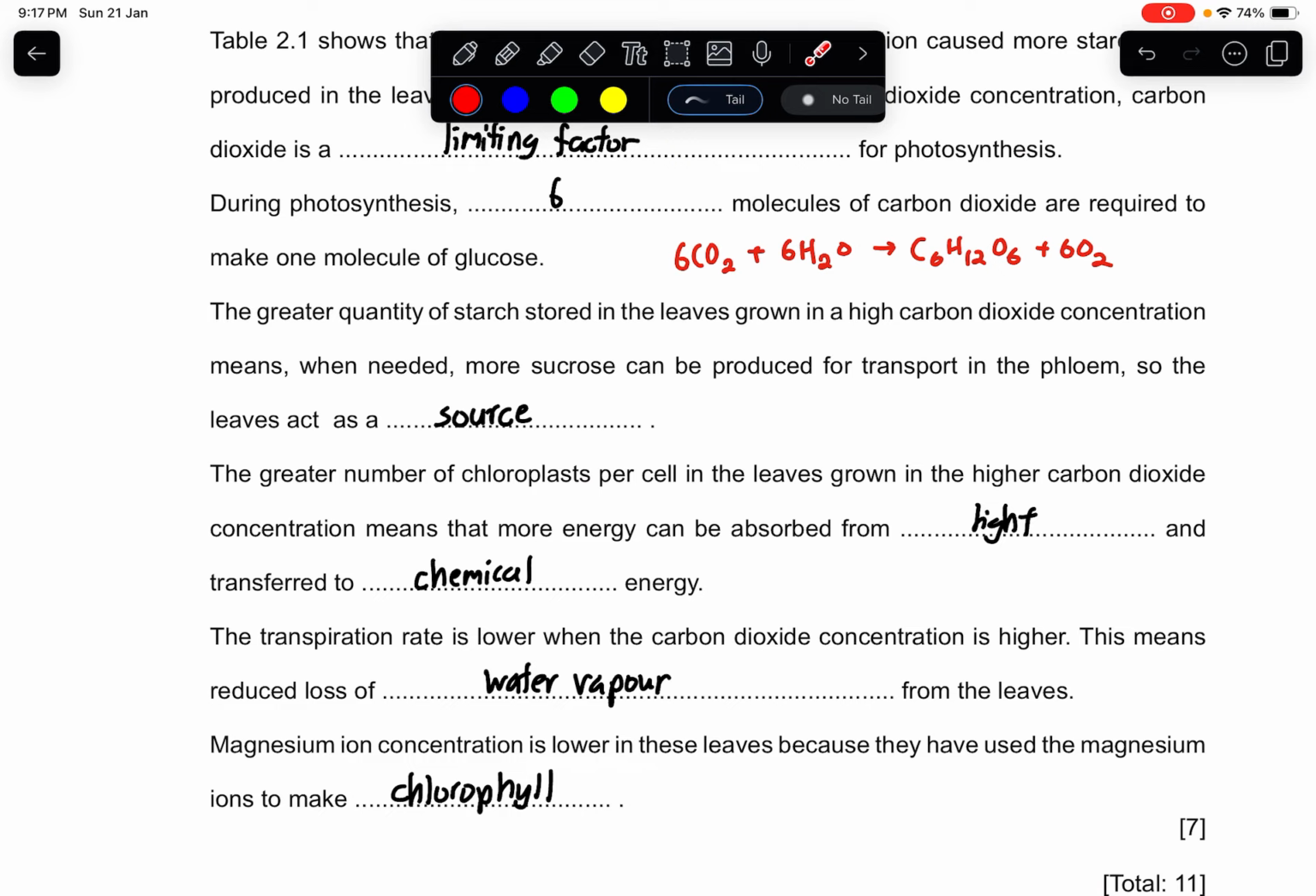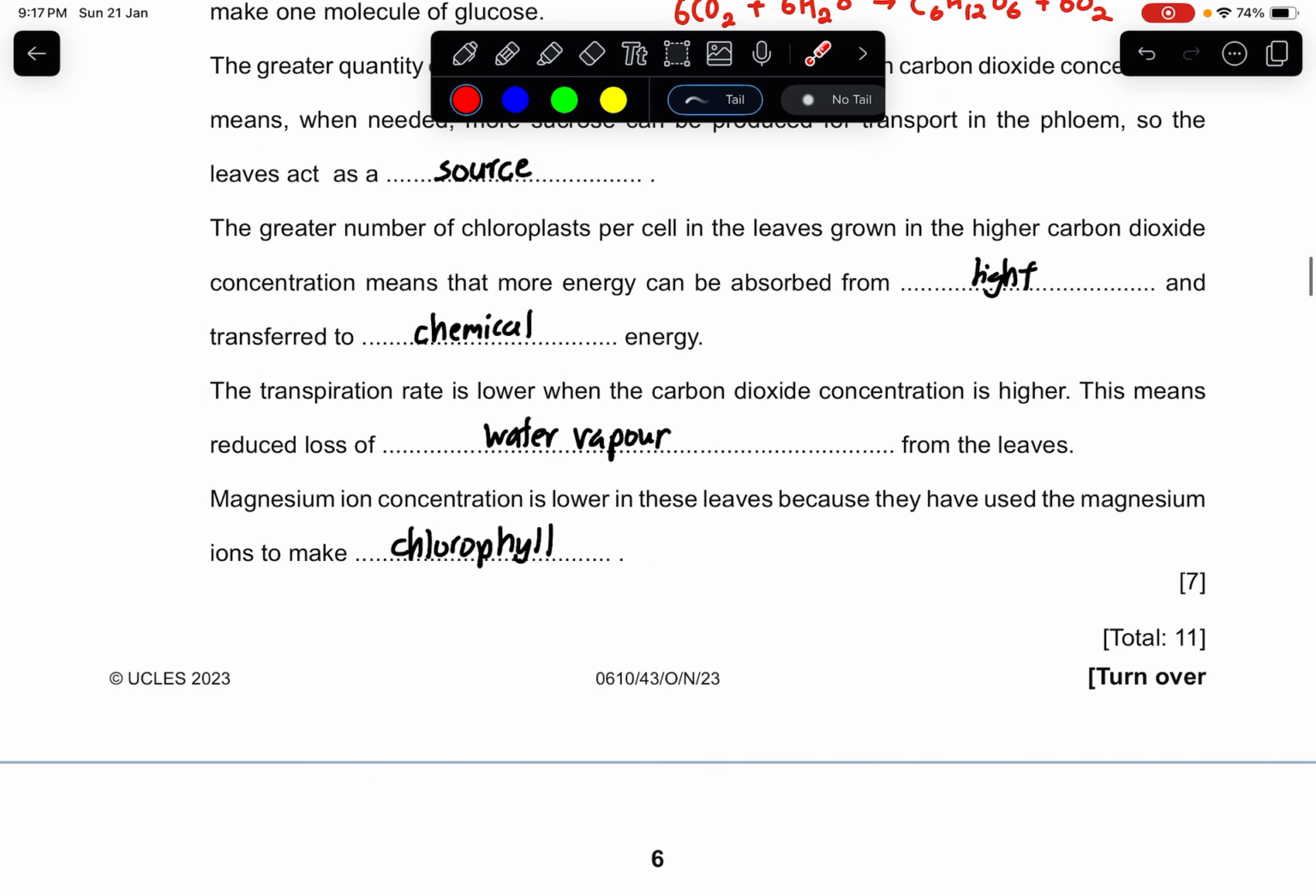Okay. And then lastly, the magnesium ions concentration is lower in these leaves because they have used the magnesium ions to make chlorophyll. This is testing on your mineral requirements, okay? So that is all for 7 marks.